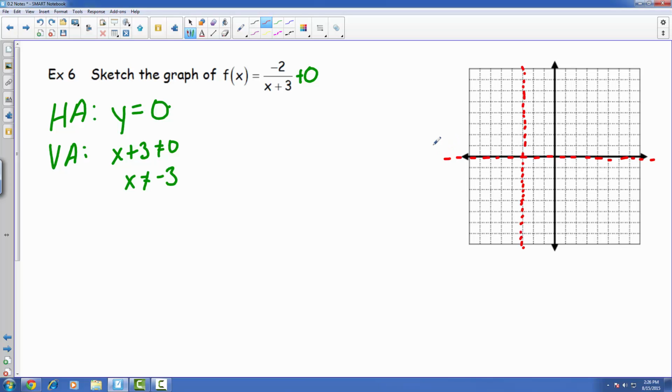So now when we go ahead and find our table of values, we have our x and our y. Let's see what x values will work, and which y's will work. If we think of numbers to the left of -3, that VA, we can throw in -4, -5, -6. Let's go with those. Ones to the right, well, we can throw in -2, -1, and 0. Let's try those.